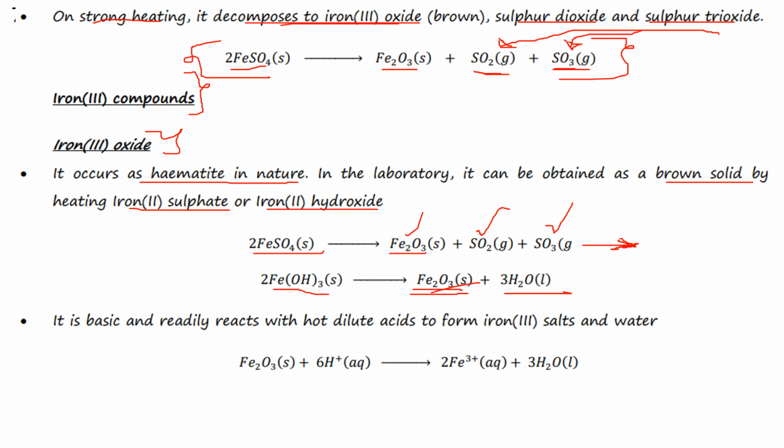You're going to say that iron(III) oxide is a basic oxide, and therefore, being basic, it readily reacts with hot dilute acids to form iron(III) salts together with water. Just like any other oxide, whenever iron(III) oxide reacts with an acid, we are going to form iron(III) salts together with water, and we shall look at the examples under that.